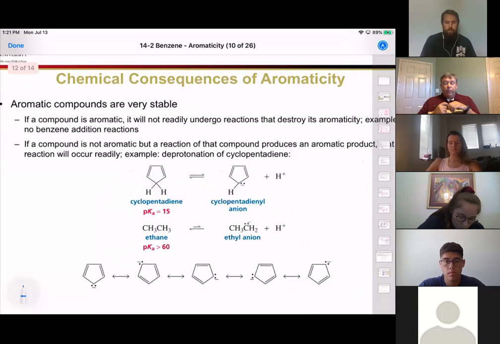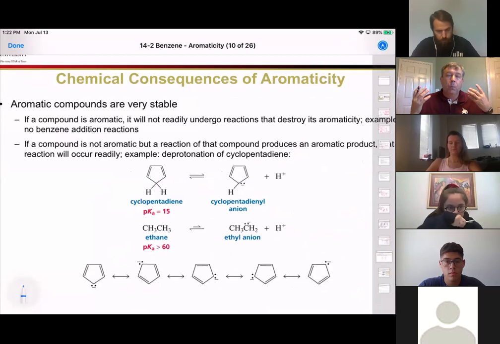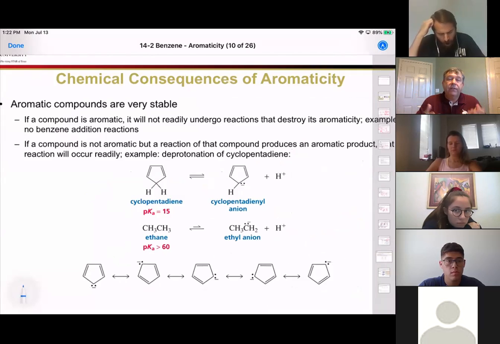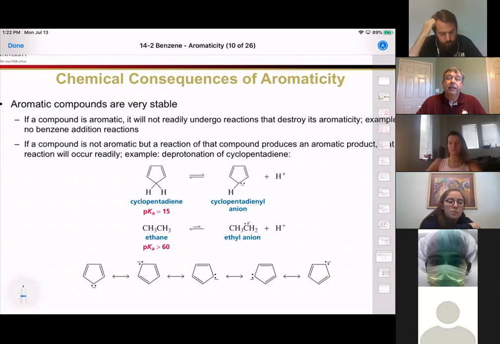Okay, so let's talk about why we know that these things are different: they have different reactivity than just regular double bonds. Our aromatic compounds tend to be very stable. We're not going to do addition reactions across there and lose the aromaticity. So most of the time what we see is a substitution reaction on that, okay? And so, for example, if a compound is not aromatic, but a reaction produces an aromatic product, that actually makes it happen more easily, okay?